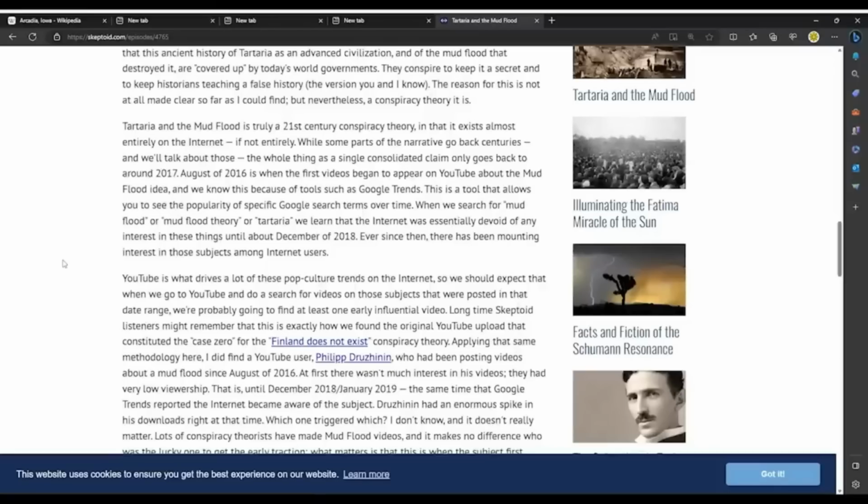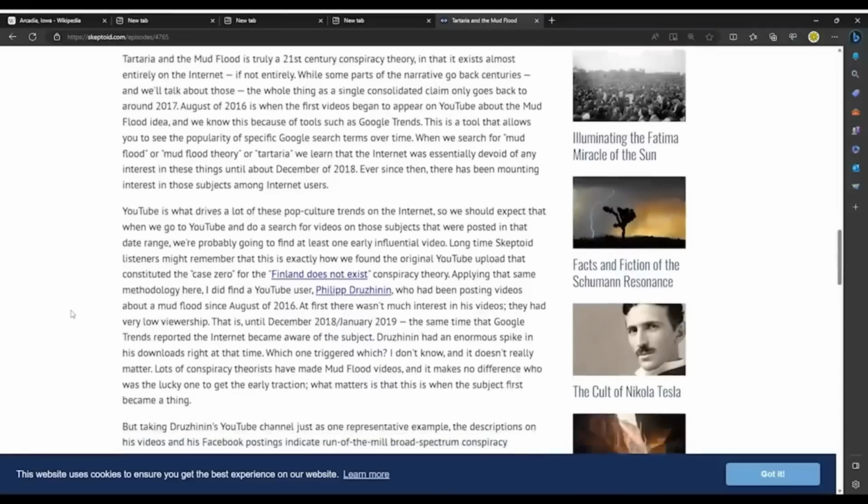Long-time Skeptoid listeners might remember that this is exactly how we found the original YouTube upload that constituted case zero for the Finland does not exist conspiracy theory. Interesting. I haven't heard of that one myself, but so be it. Applying the same methodology here, I did find a YouTube user, Philip Drugenin, who had been posting videos about a mud flood since August of 2016. At first, there wasn't much interest in his videos. They had very low viewership, that is, until December 2018, January 2019.